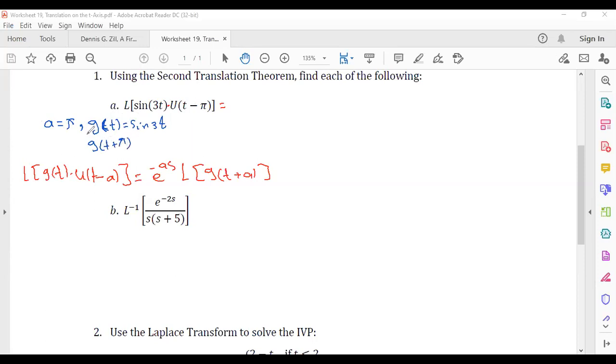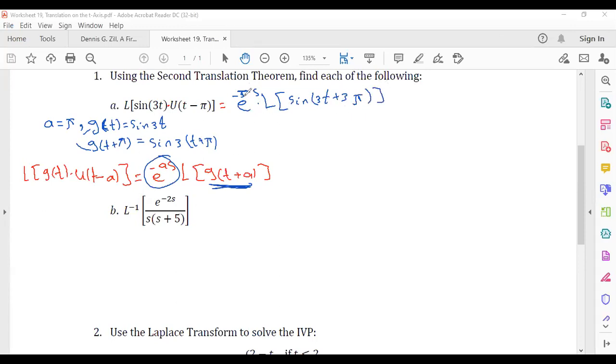Professor, why do you always try to find g(t) and g(t+pi) or plus a? Because I need it. I'm trying to prepare myself to apply this rule. Can you help? So it is sine of 3 bracket t plus pi. Now I'm going to apply the rule. The rule says you have to write the exponential. So it is exponential of negative pi s times the Laplace of g(t+a), which is sine 3t plus 3 pi. How to find the Laplace transform of this sine?